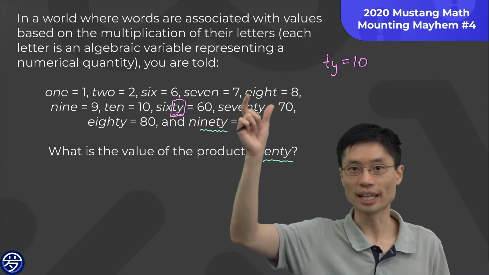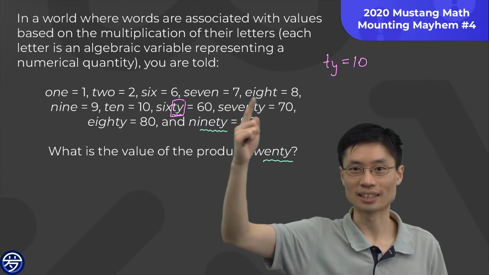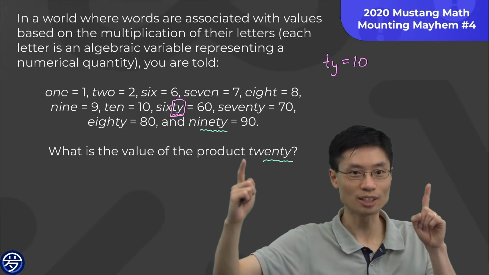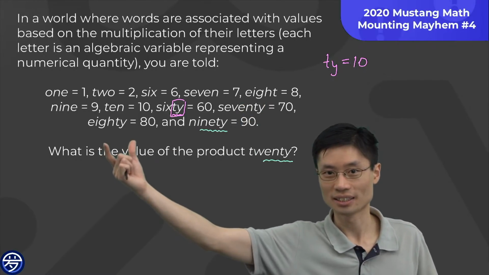Oh, wait, here's 8, and there's AT. We just found out that the Y. Oh, wait a second. The 8 to the 80. Look at that. The 8 to the 80 was times 10. That tells you that the Y is 10. Okay, so the 8 is 8, 80 is 80.